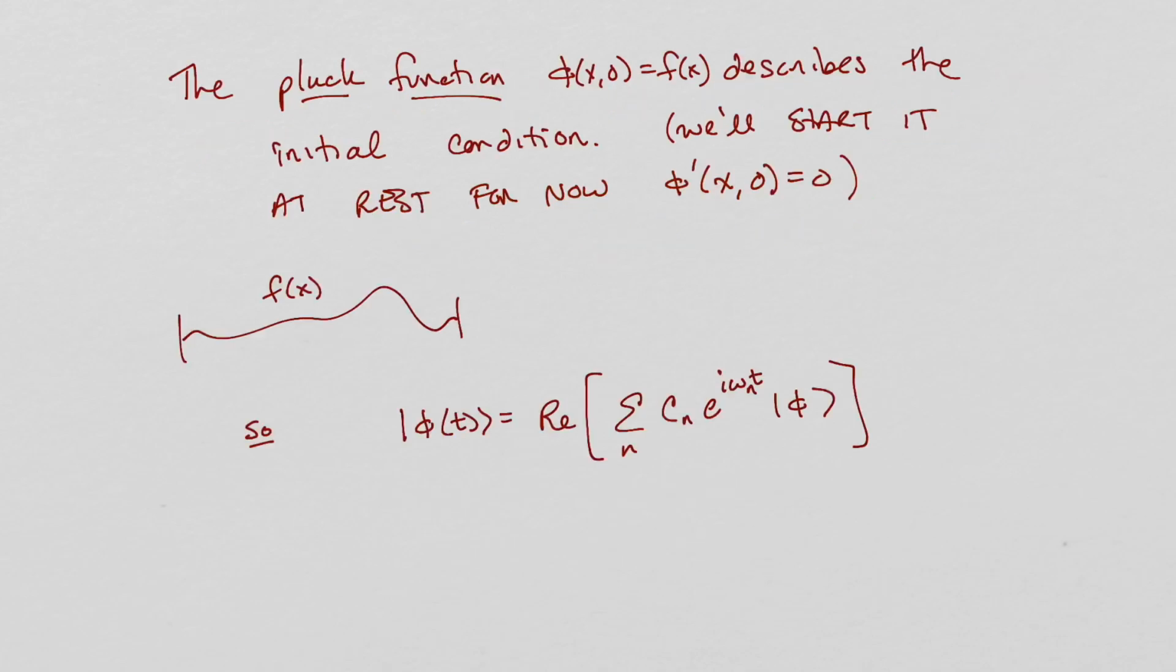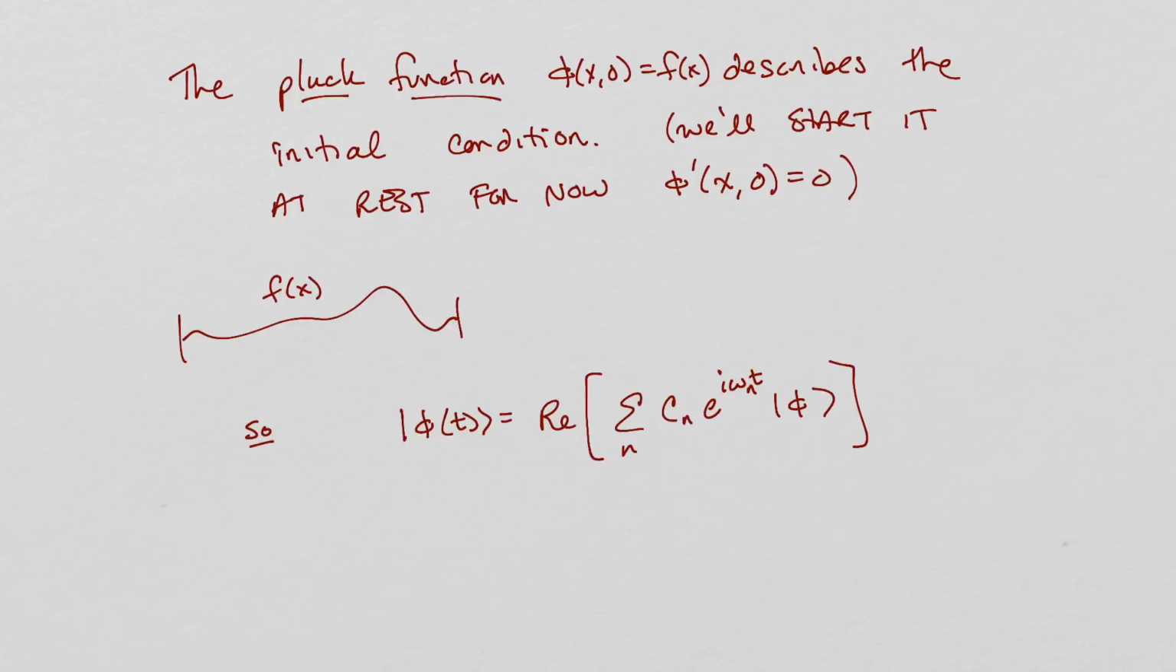I'm going to do it here for some arbitrary function f of x. I'm going to call the function at t equals 0 for all x f of x, and that's going to be the initial condition. And for the purpose of this discussion, I'm going to say it's going to be at rest. We'll get to that in a minute, but I have too much emotional baggage today to deal with the string moving at its initial point.